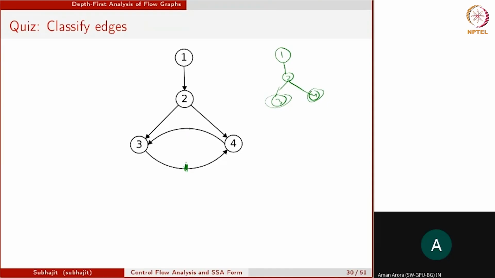I wanted to see a case where there is a retreating edge and it is not a back edge. This is a retreating edge, but there is no back edge in this one, if I take this DFS traversal. This is surely not a back edge, because 4 does not dominate 3. So there is no relation between them.